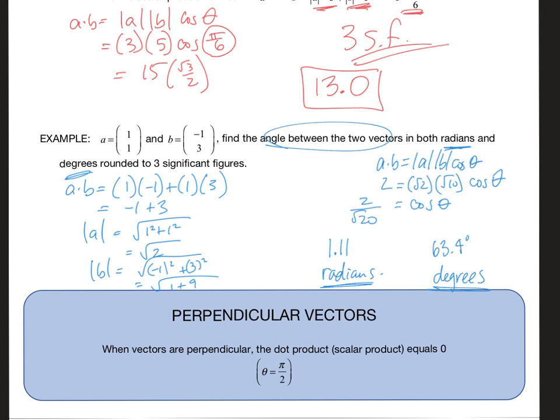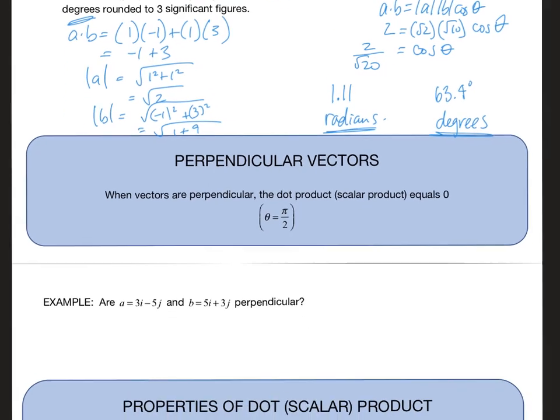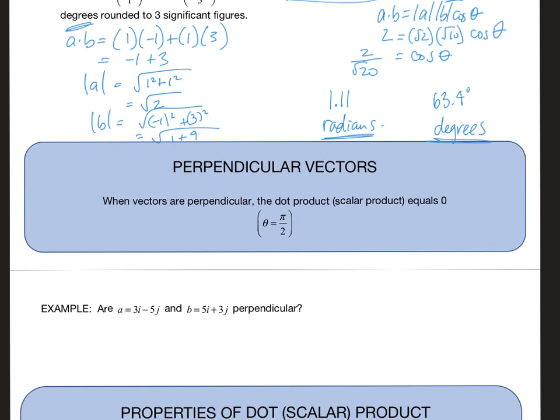Just make sure you answer both, and both of them have to be rounded to 3 significant figures. Next, you'll be able to tell using the dot product whether vectors are perpendicular. The reason is that if the angle is pi over 2, which is 90 degrees, angles that meet like this, when you do the cosine of pi over 2, you get a 0.